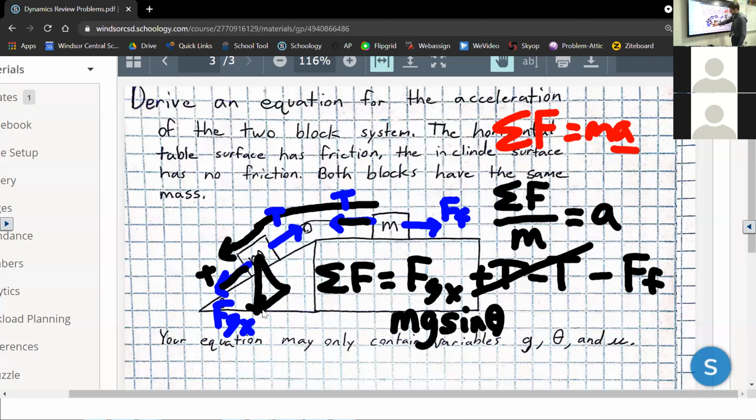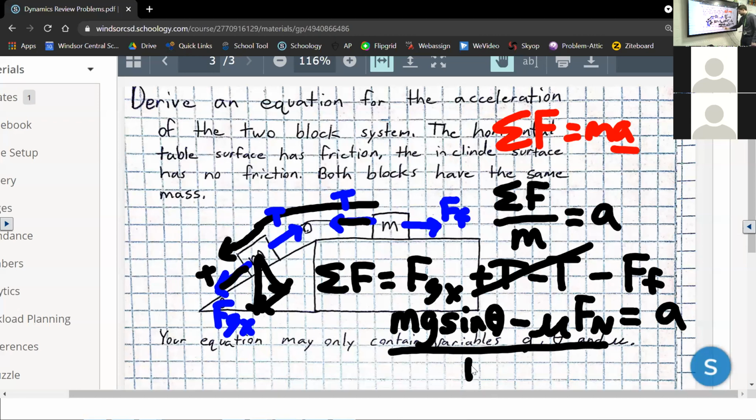I always like to say it. I never want anyone to go, but where did the sine come from? That's where it came from. Minus force of friction. And force of friction is going to be mu times the normal force. For that second block, it'll be equal to a over m.